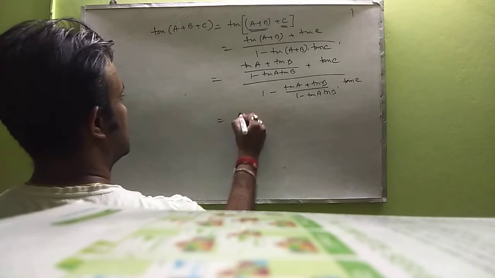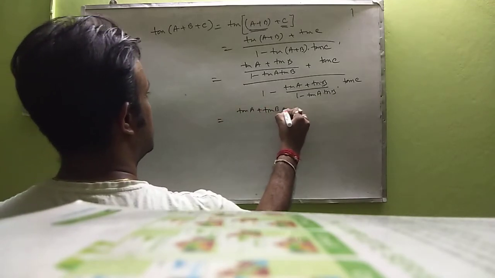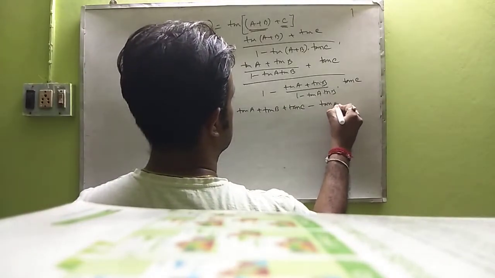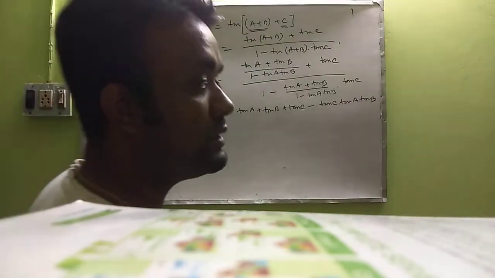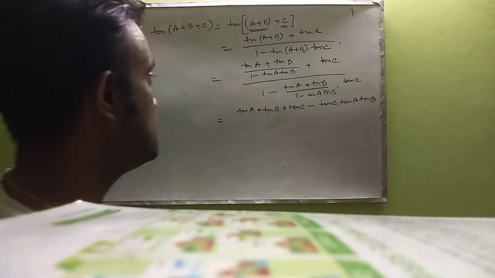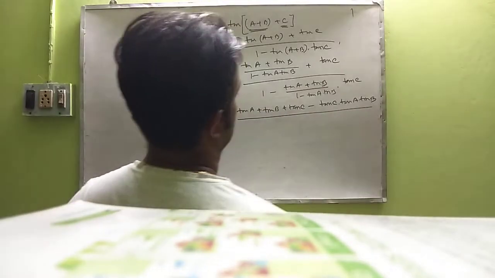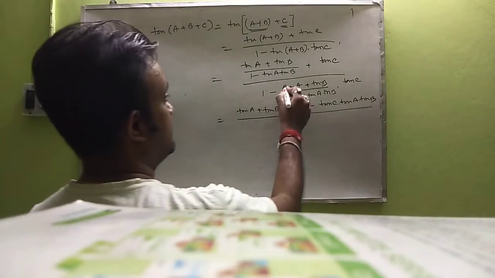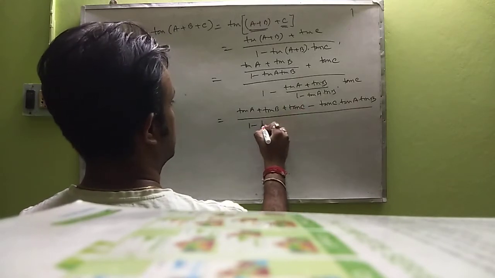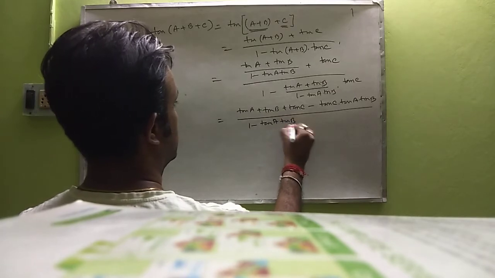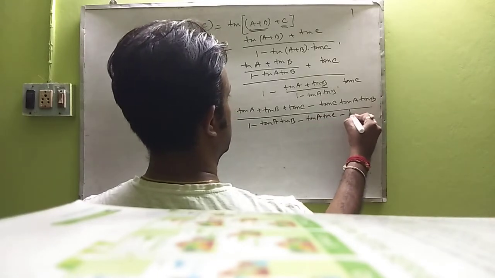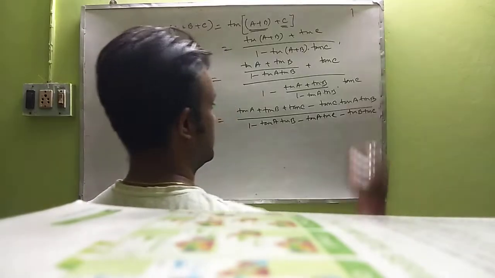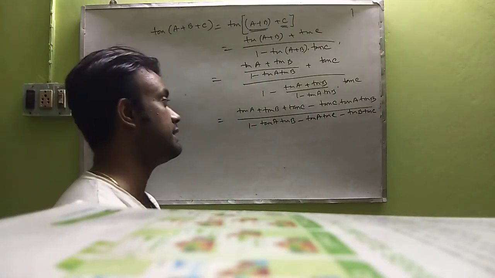So tan A plus tan B plus tan C minus tan C tan A tan B. The LCM of numerator and denominator is 1 minus tan A tan B. So I can do a step jump here, which is 1 minus tan A tan B minus tan A tan C minus tan B tan C. So this is the formula of tan of A plus B plus C.